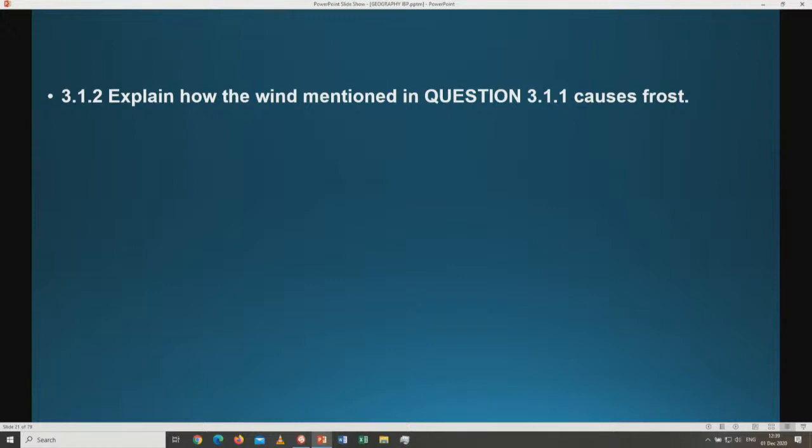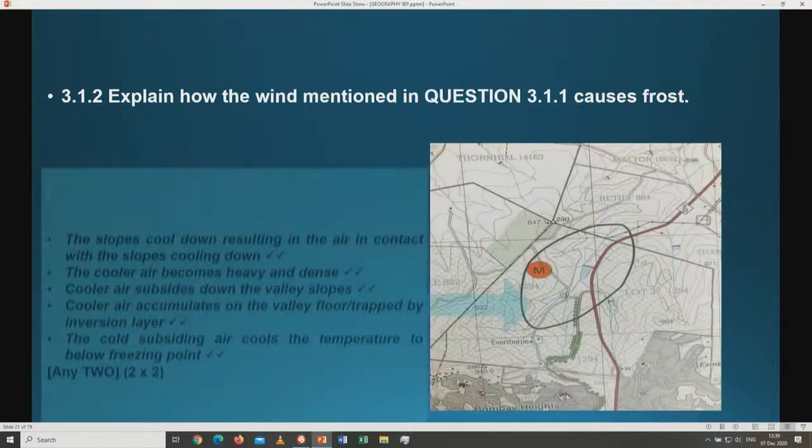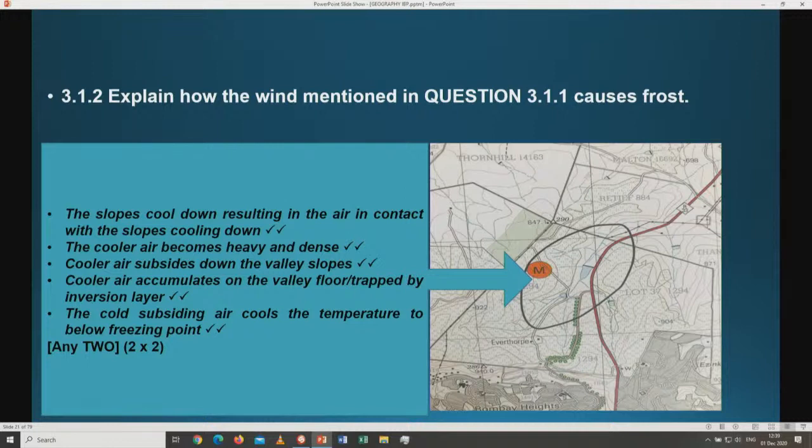How do catabatic winds cause frost in the valley? This is your valley climate. So there you have it. These are the answers that you have. Even in your theory, the slopes cool down, resulting in air in contact with the slope cooling down. The cooler air becomes heavy and dense. Cooler air subsides down the valley slope.